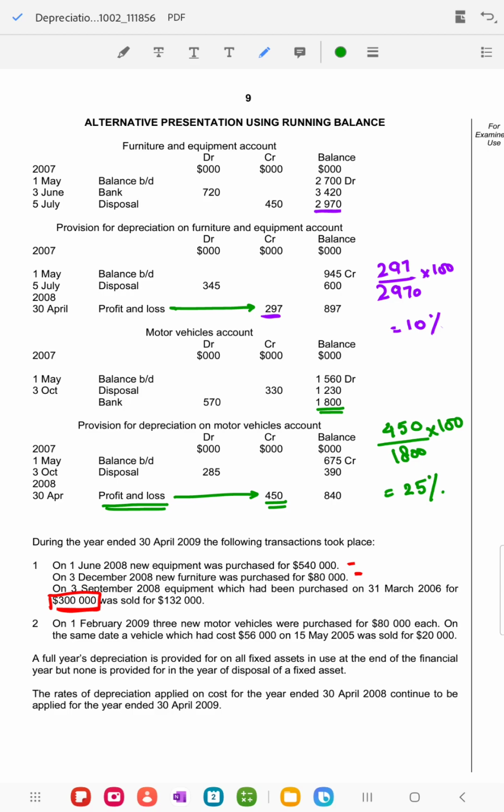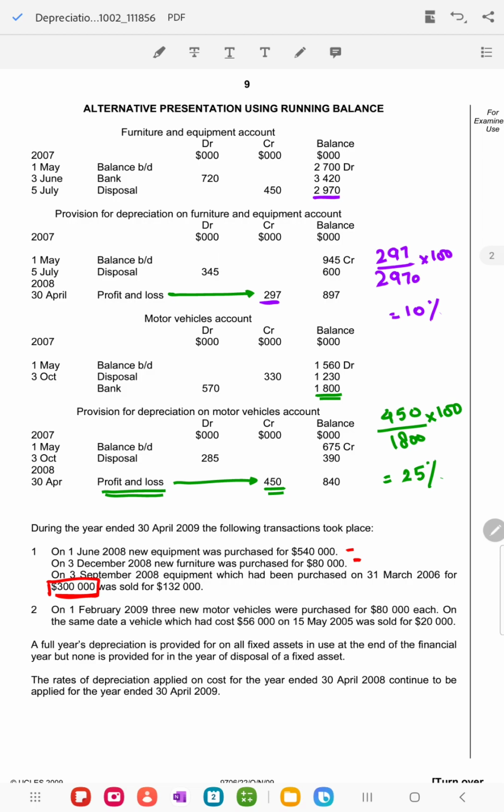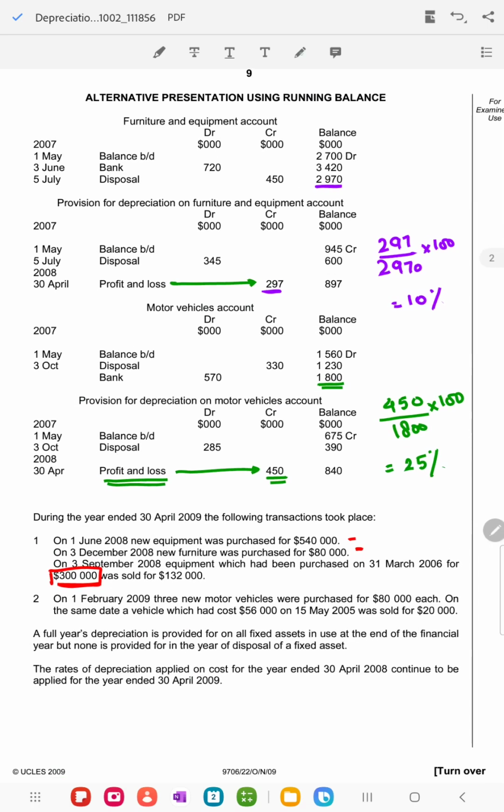So now we've seen that for furniture and equipment it's 10% per annum on the closing value, and on motor vehicles account it's 25% of the closing value. Okay, let's solve it now. If you want to know why I have applied it on cost and not net book value, or where I get my method from, whether it's straight line or reducing balance, you can clearly read it from here. It says that it is applied on cost, so that is why I have taken the balances of cost and not the net book value.